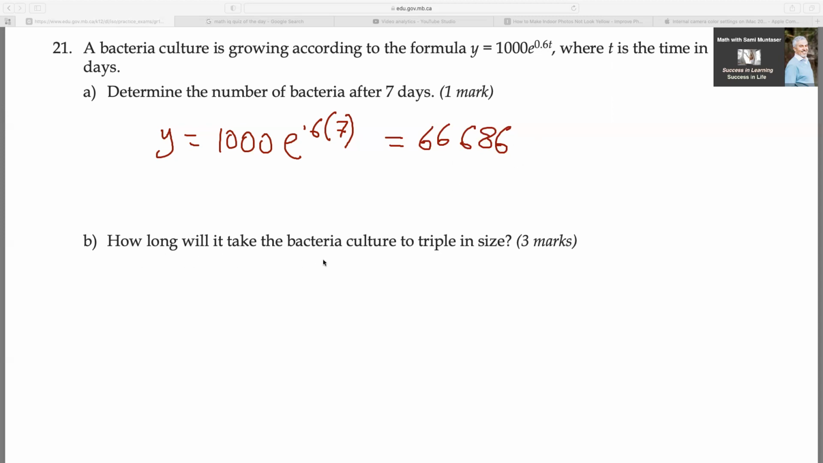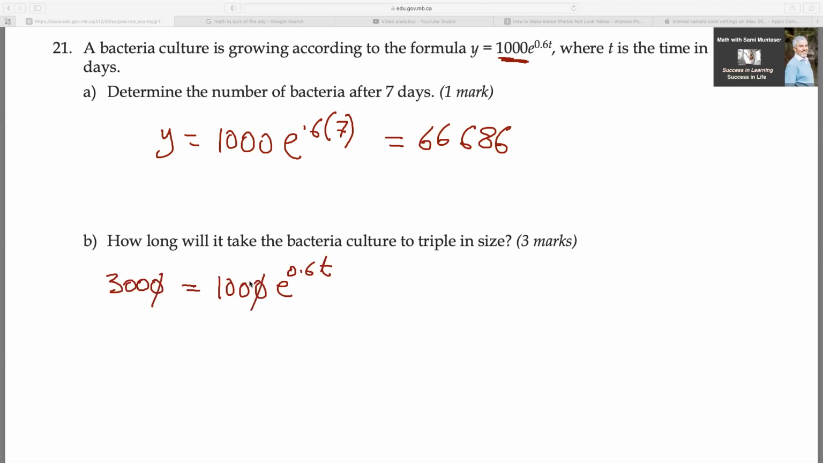Now, how long will it take the bacteria to triple in size? So triple in size, this is your initial right here, 1000. So if it triples, that becomes 3000 equals 1000 e to the 0.6t. Now, because this is e, I'm going to ln both sides. But before I'm lning, I'm going to divide both sides by 1000.